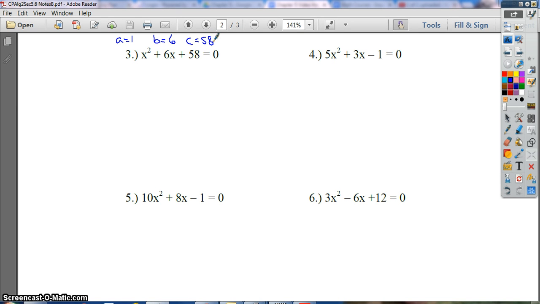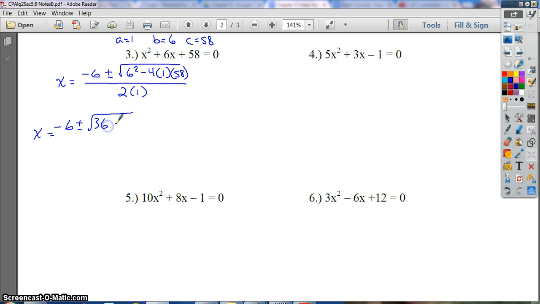Okay, so let's jump through it again. I want negative b plus or minus the square root of b squared minus 4 times a times c. Well, that's going to be fun. And then 2 times 1. So we have negative 6 plus or minus square root of 36 minus 4 times 58. Let's see here. I'd rather do 4 times 60, 240 minus 8, 232.